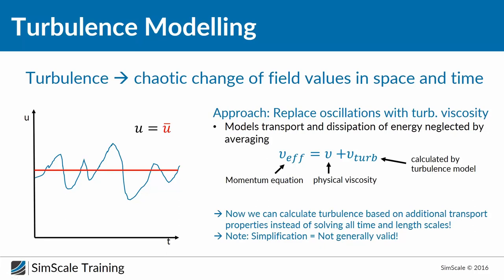Now we calculate the turbulence as an additional transport property instead of solving velocity and pressure fluctuation for all time and length scales. This is for sure a simplification, and therefore it's not valid in general. And if you talk with, let's say, a researcher who works in the field of boundary layer research, he will tell you that it is wrong. But it's right enough for our purpose. And in Formula 1, they are also using turbulence models because it would not be possible to directly simulate all the scales.